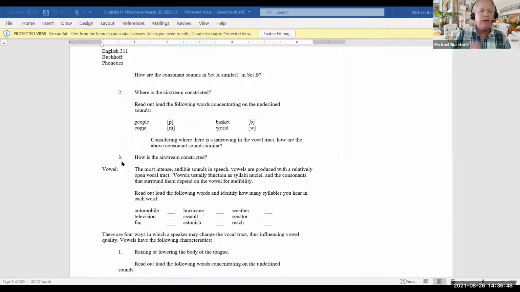And then number 3 is how. How is the airstream constricted, right? So how do we do it? If you have a K, like kit, key, cope, it looks like the tongue kind of bunches up and it touches the roof of the mouth behind the palate, the velum area of the mouth. It's that area when you have a cold, it gets real sticky.